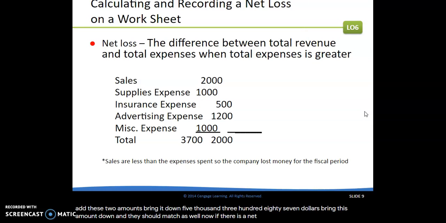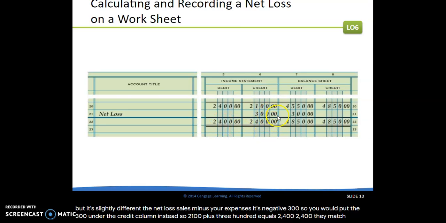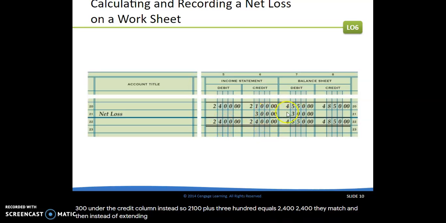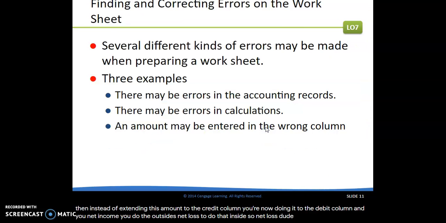Now, if there's a net loss, you're going to do the same thing, but it's slightly different. The net loss, sales minus your expenses, it's negative 300. So you would put the 300 under the credit column instead. So 2,100 plus 300 equals 2,400. 2,400, they match. And then, instead of extending this amount to the credit column, you're now doing it to the debit column. And you would add these two. So I like to think net income, you do the outsides. Net loss, you do the insides. So net loss, do the insides.